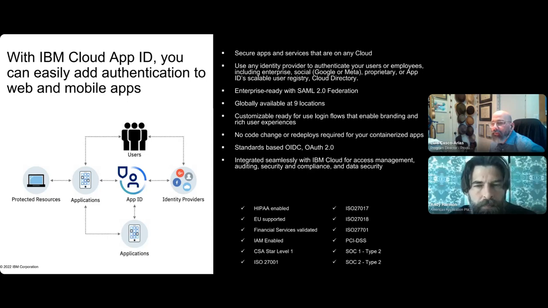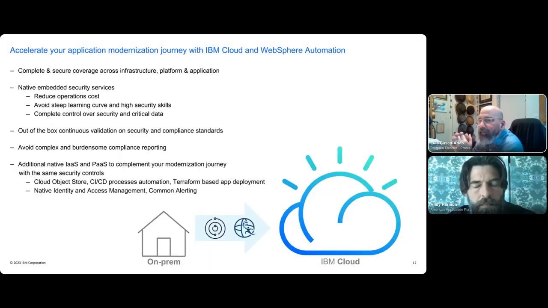All right, so in conclusion, to summarize, you have the opportunity to accelerate your Liberty-based application modernization project by leveraging the IBM Cloud deployment model and leverage the added benefit of enhanced security with WebSphere Automation and the IBM Cloud security services. So your application deployment team will benefit from focusing on business logic, not be burdened by infrastructure and security management cost and complications.